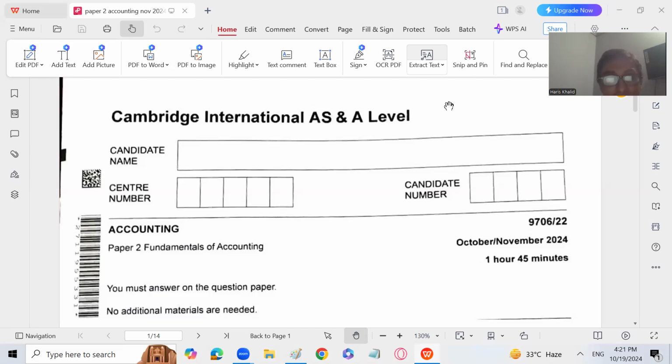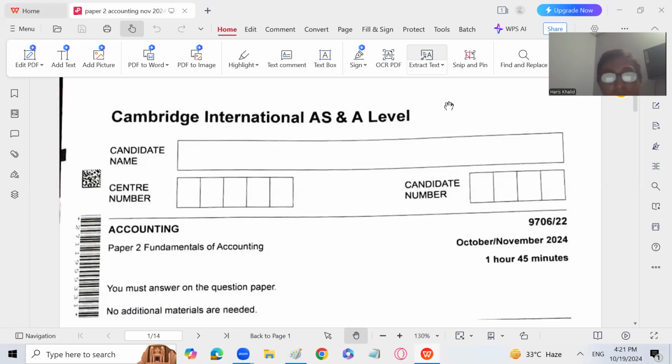9706 AS Accounting, Fundamentals of Accounting, Paper 2, Variant 22, October, November 2024. So let's start the first question, obviously.